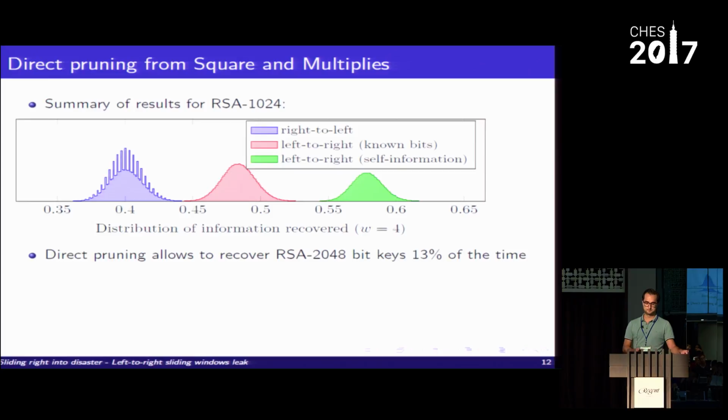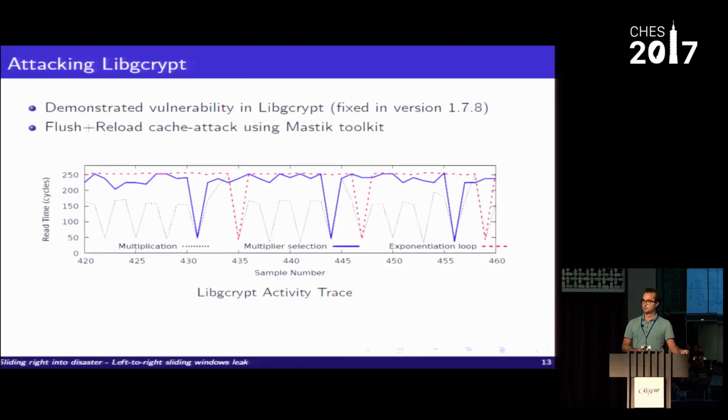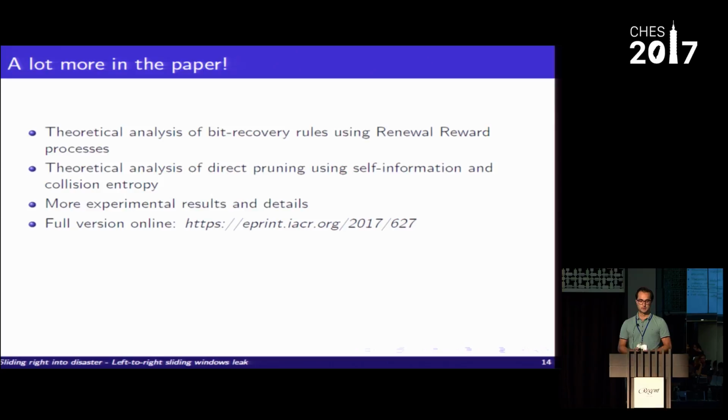So we also demonstrated this vulnerability in libgcrypt, and this is fixed after talking to the developer in version 1.7.8. We demonstrated it by doing a full flush and reload cache attack using the Mastik toolkit. There were some obstacles to overcome. For example, libgcrypt always multiplies, so the square is also a multiplication. But we managed to find out which were actually multiplications and which were really squarings. There's a lot more details in the paper.